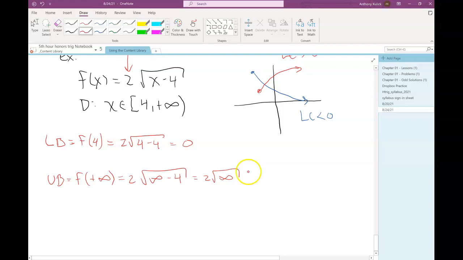So then you have 2 times infinity, still infinity. And since we're dealing with an upper bound, I know that infinity must be positive. If you're dealing with a lower bound, the infinity must be negative. Everybody's okay with that idea?